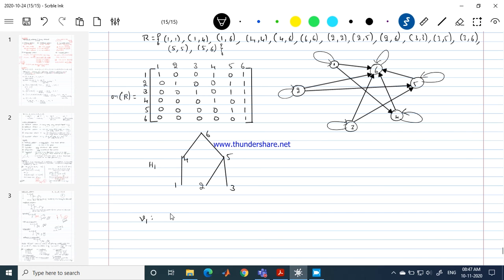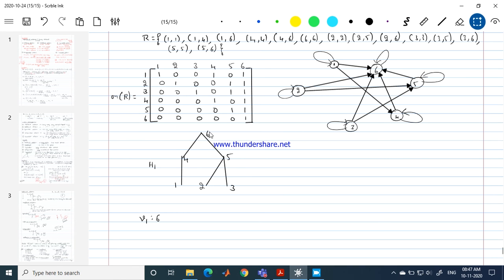So V1 is what? A vertex which is free, which is not a source for any edge. That is a vertex from which no edge begins. So in this example, we can find only one vertex of that kind, that is 6. Okay, V1 is 6. Next, what should be done?